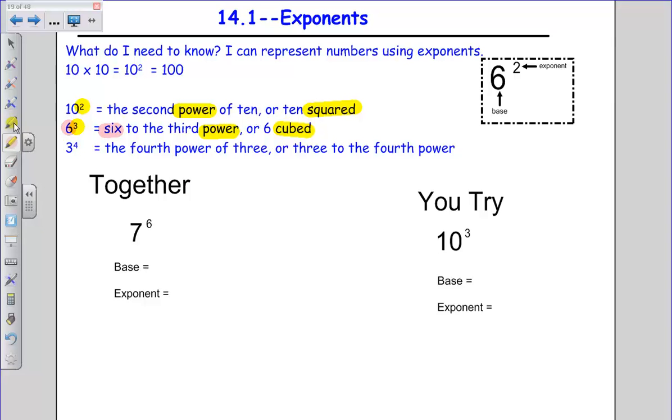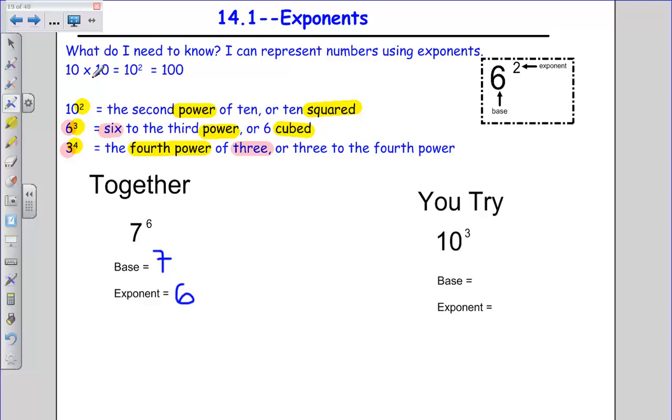So again, if I'm talking about 3 to the fourth power, 3 is my base and 4 is my exponent, and again I say power if I'm talking about an exponent. So these are all different examples of ways that you might see exponents. It's very important that we can identify what is the base and what is the exponent. The base number is always my big number. It's the number that I'm multiplying. So my base here is 7 and my exponent is 6.